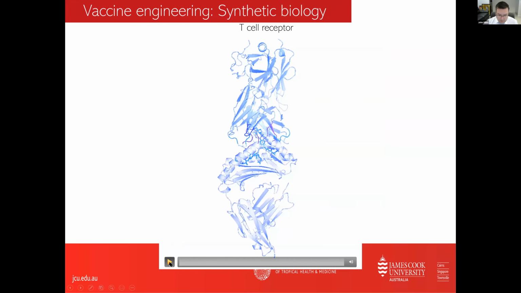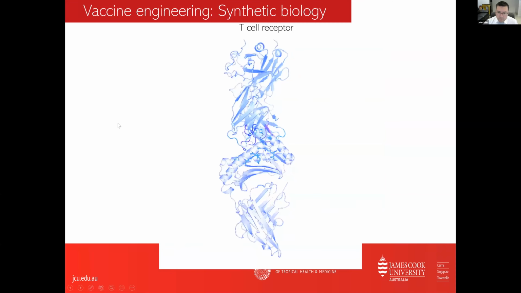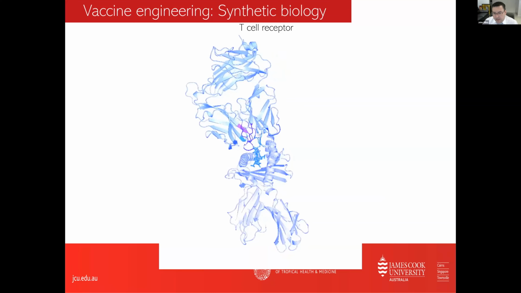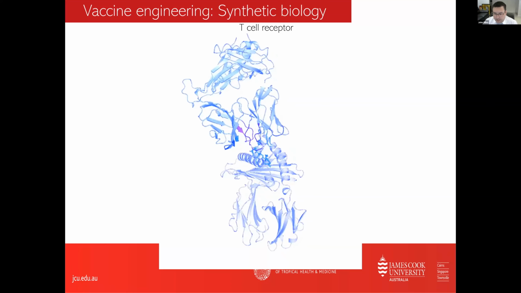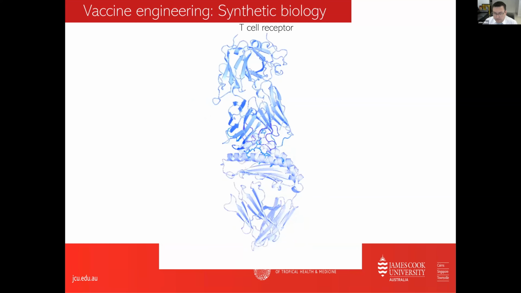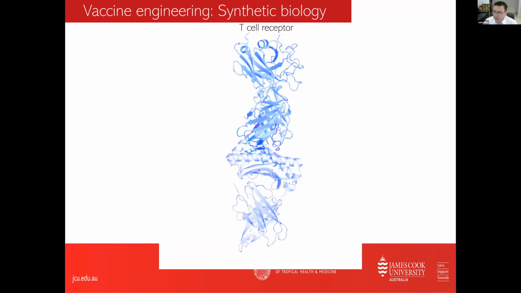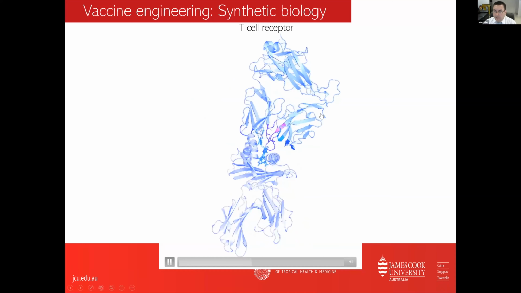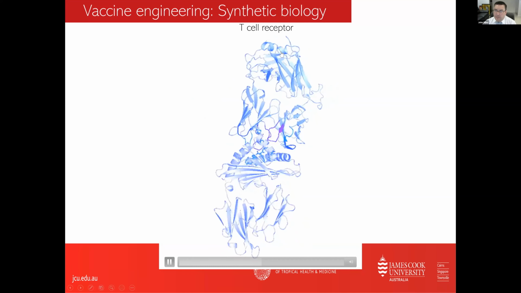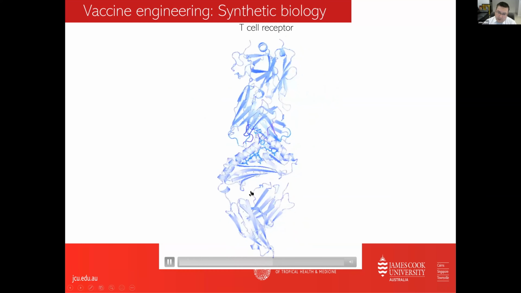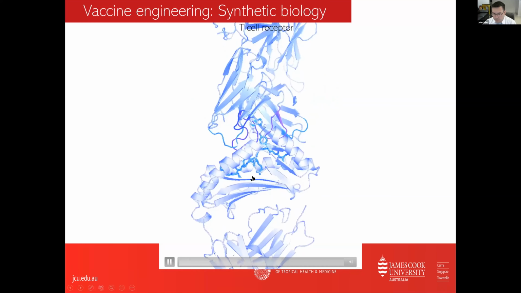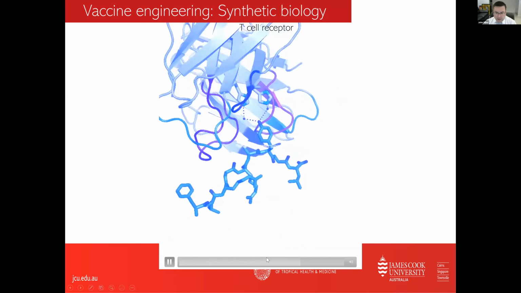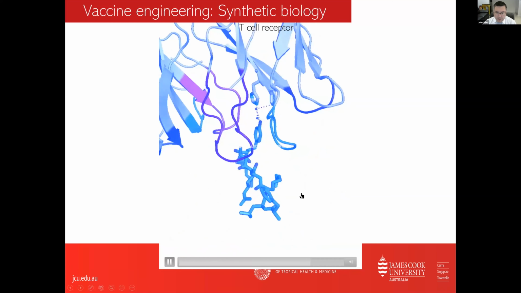I thought I'd give you a crystal structure that our team has derived. It doesn't actually look like this. This is a different way we're presenting it. It's basically just a big blob. So on the top here, you've got your alpha beta receptor, which is attached to your T cell. Down the bottom, you've got your alpha helix, which is attached to the presenting cell.